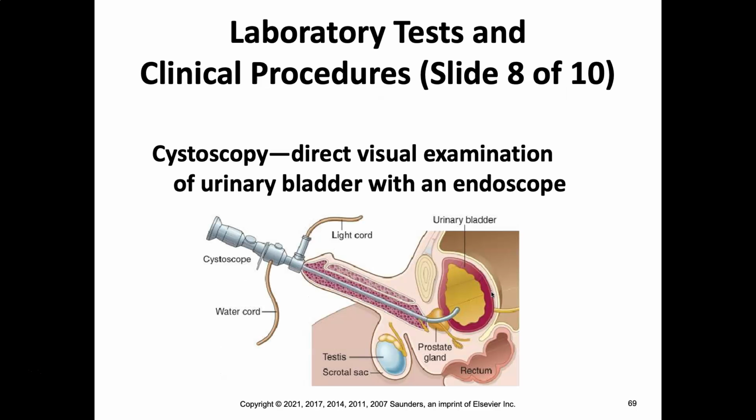A cystoscopy is where you're going to use a cystoscope and take a look all the way up into the bladder. It's no different than any other scope. It's just designed specifically to go up through the urinary meatus to the bladder to visualize that. This happens to be a male that they're showing us, but it's the same concept with a female.